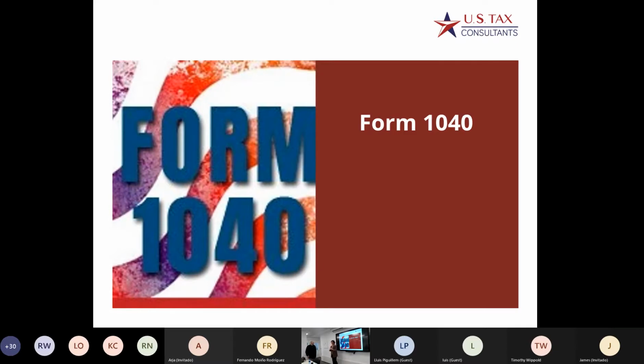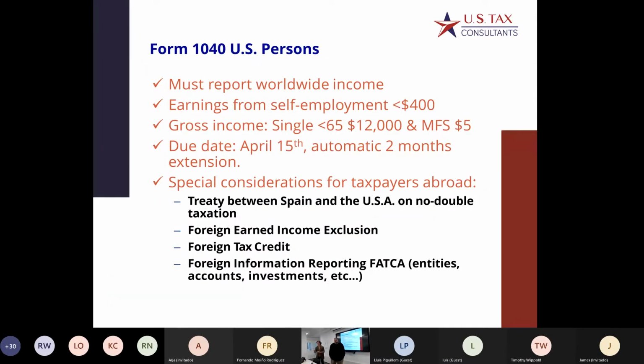Okay, then let's see if we can do the 1040 and the FBAR quickly. We have seen what happens in Spain, and this is more or less similar in the sense that this is the tax return that you have to do in the States as U.S. citizens. The same as in Spain, you have to report worldwide income. This corresponds to the first slide that we saw on the limits on the 1040. Earnings from self-employment must be declared if you earn more than 400 dollars, which is very little, obviously.